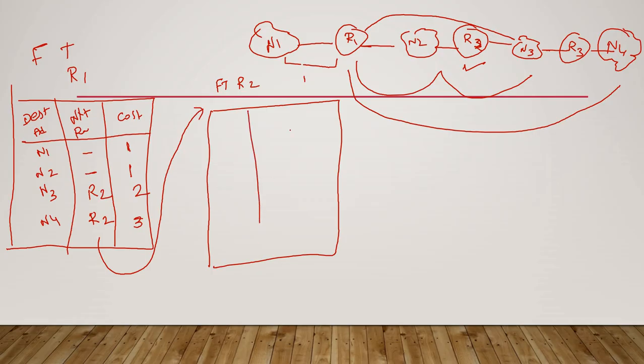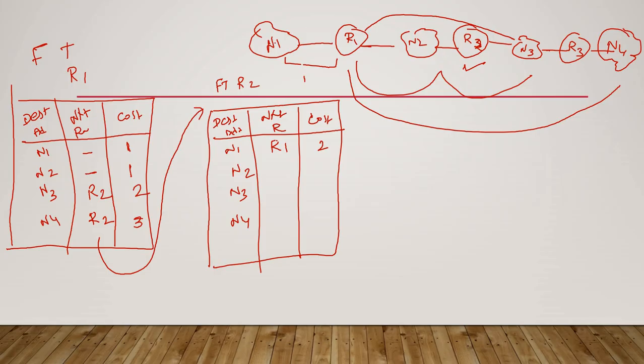So what is the forwarding table for R2? Again, the three pieces of information we have to mention: the destination address, next router, and cost. Network 1, network 2, network 3, network 4. So what is network 1? For R2 we can't reach it directly, so only through R1 we can reach it. So R1 is the next router, cost is 2.